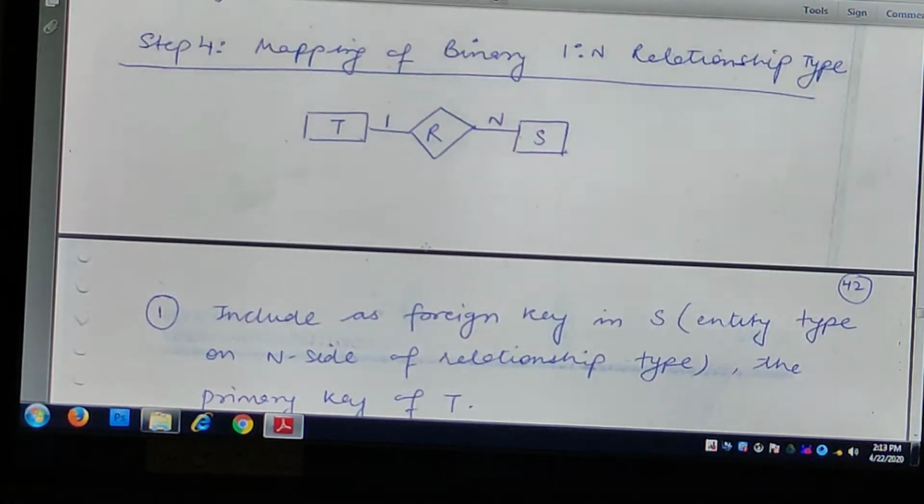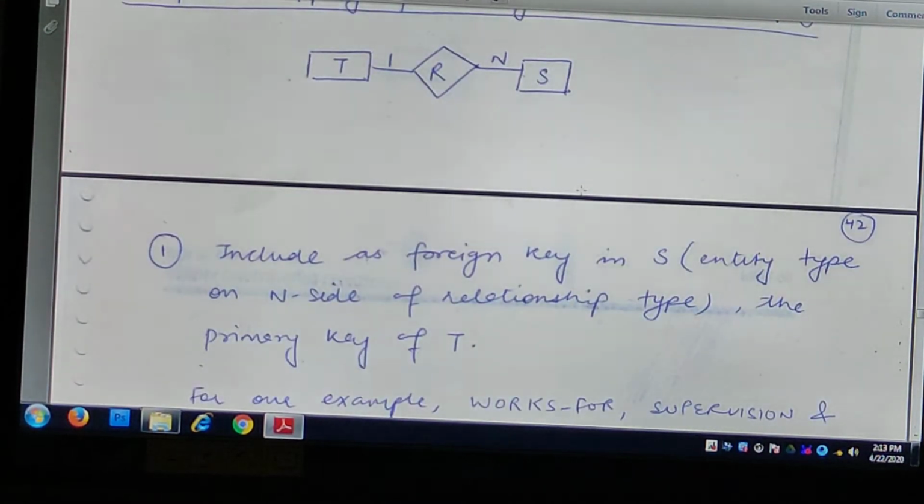Now mapping of binary one-to-many relationship type. If the scenario is like this, what again we will do is we will include the primary key of the entity type on the one side as the foreign key in the relation on the n side.